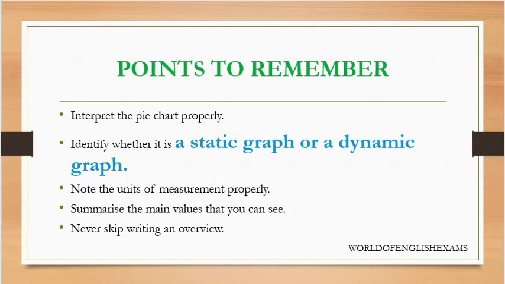On the other hand, a dynamic graph is the one which compares two different points of time or two different years of study. In this case, I am going to tell you how to write a pie chart based on a dynamic illustration. So let's see. Note the units of measurement properly. This is a very important point in order to achieve a band 7 or higher.